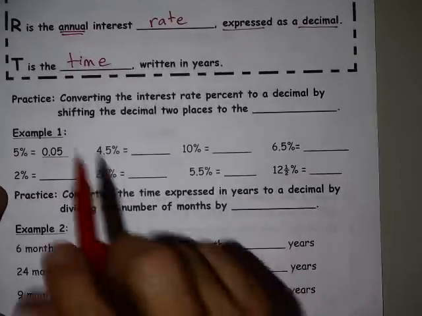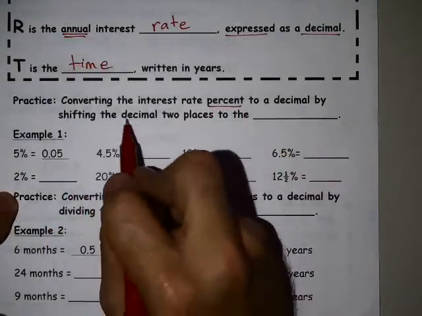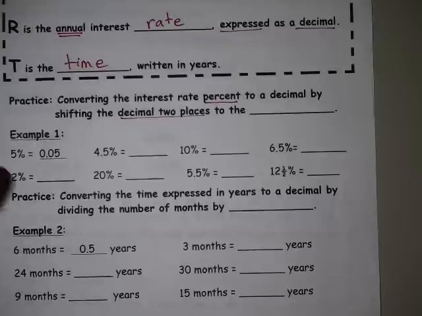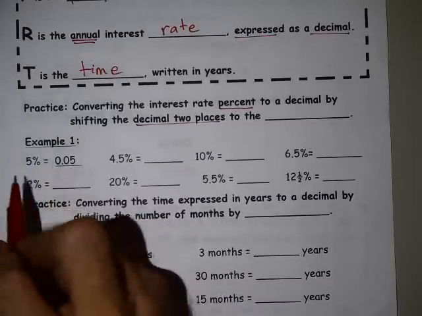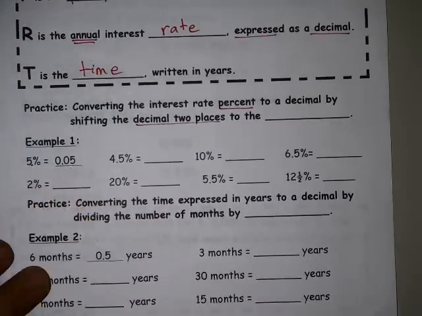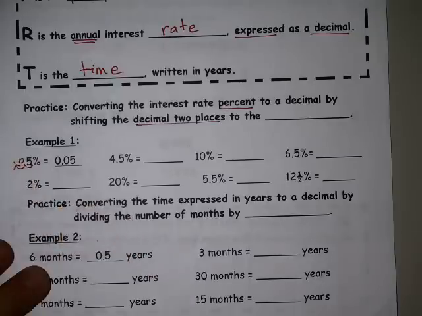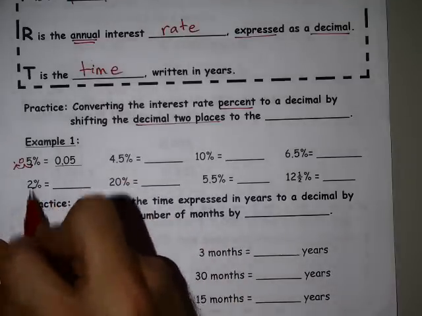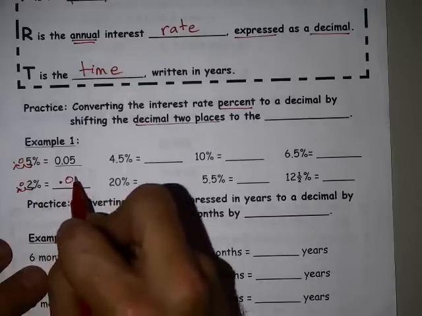First, we're going to practice converting the interest rate percent to a decimal by shifting the decimal 2 places to the left, which is a common thing. You do this a lot. Anytime you change a percent to a decimal, it's always 2 spots to the left. So the first one is done for you. 5% becomes 0.05, and that means all they did was take this decimal right here after the 5. They moved it 2 times to the left, and they created that 0 right there. So next one, right below that, 2%. Well, we're just going to take that decimal that even though it's not there, we know it's there. We move it twice to the left, and so this is 0.02.